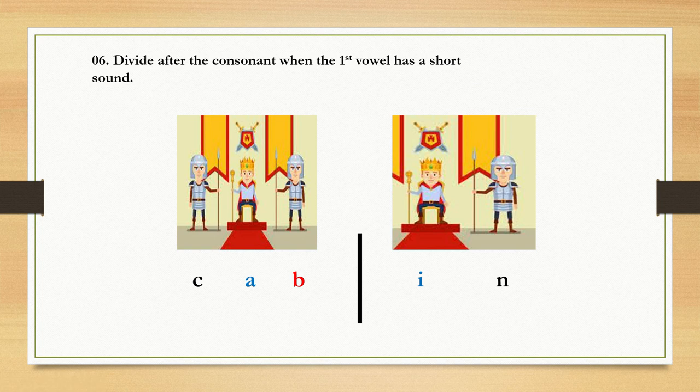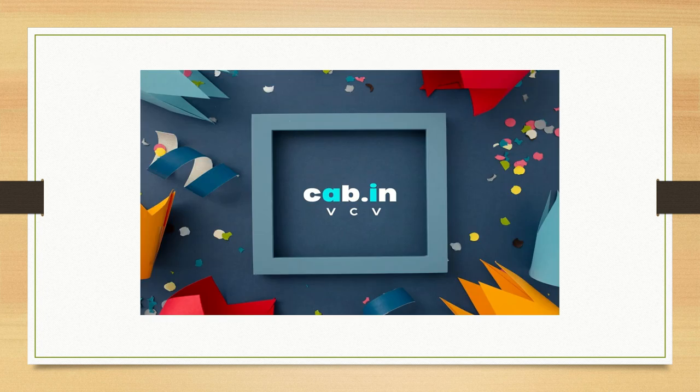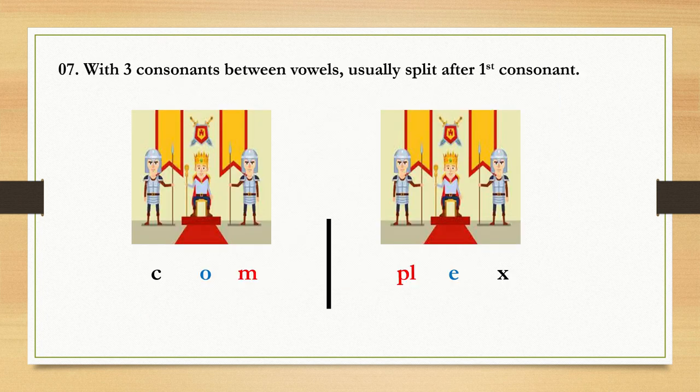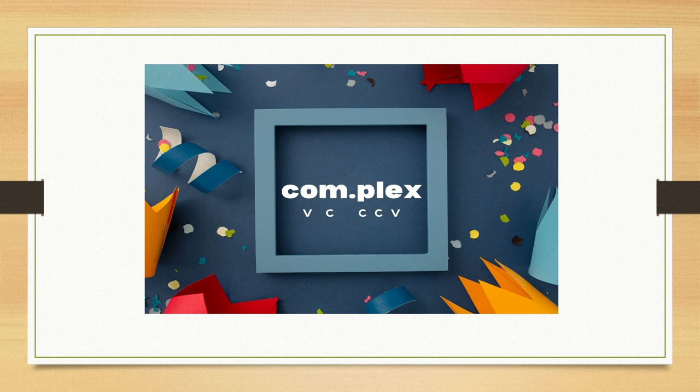Divide after the consonant when the first vowel has a short sound. Here, this is a short vowel sound, cab. It is the first vowel and we divide after the first consonant. VCV pattern. With three consonants between vowels, usually split after first consonant. Look at this example. There are three consonants between these two vowels, so we divide from the first consonant. V, three C's and V pattern.